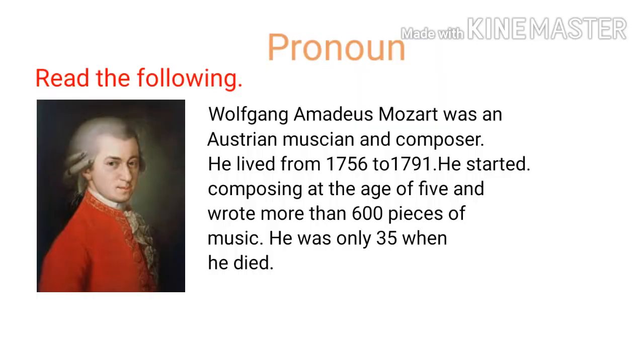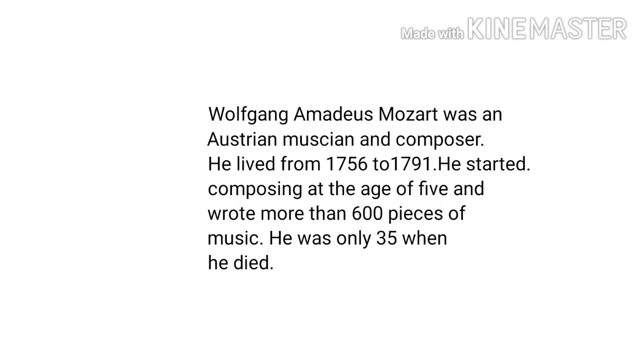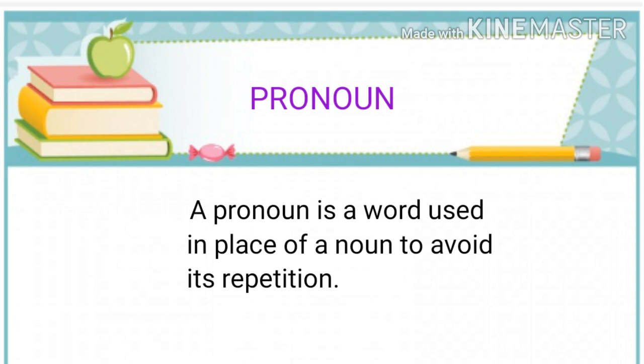Read the following. Here we have introduced a famous musician, Wolfgang Amadeus Mozart. When we talk about him for the first time or introduce him, we use his proper name. After that, we substitute it with a suitable personal pronoun. From this, one thing is clear. Repeating the name Wolfgang Amadeus Mozart several times doesn't sound natural. So we use a pronoun in order to avoid the repetition of a noun. So a pronoun is a word used in place of a noun in order to avoid its repetition.